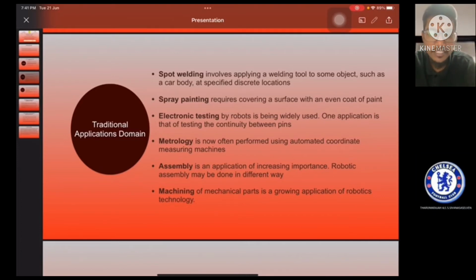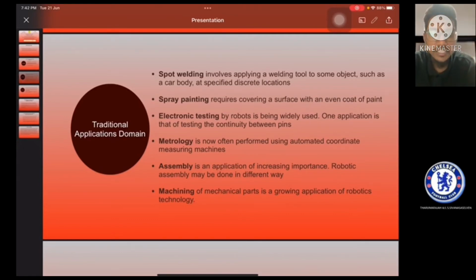Assembly is an application of increasing importance. Robotic assembly may be done in different ways, and one typical method is to equip a simple robot with a special end effector for a particular task, such as inserting a component.